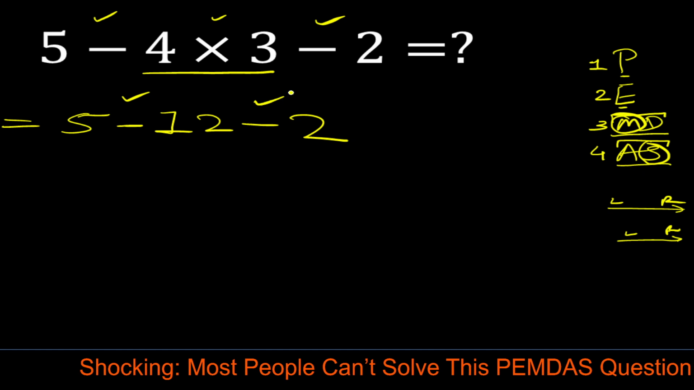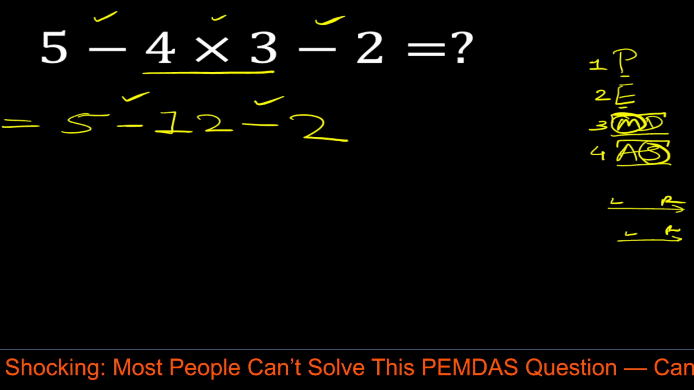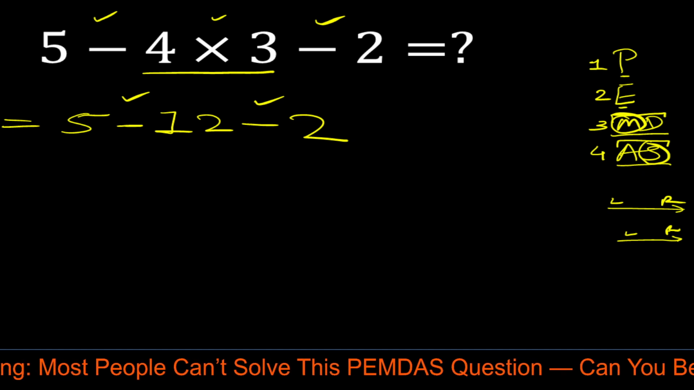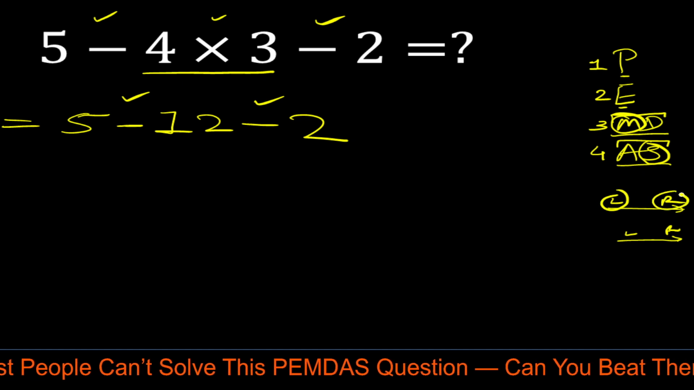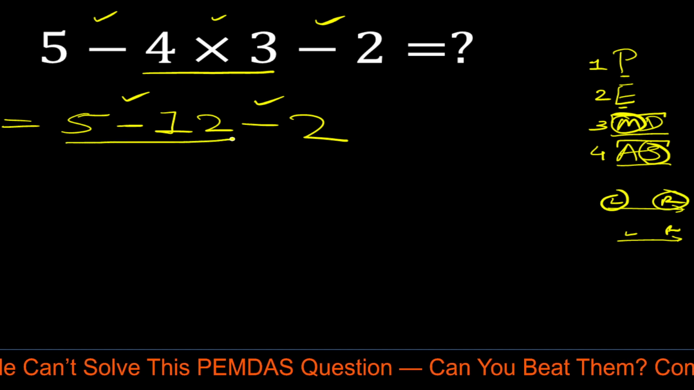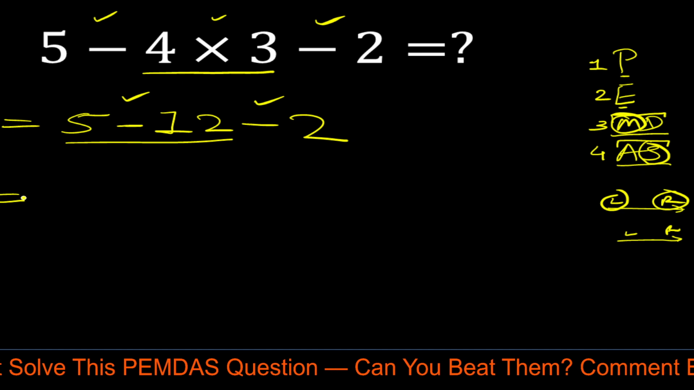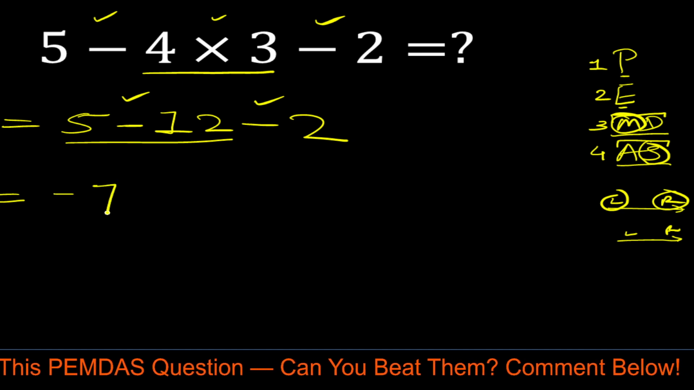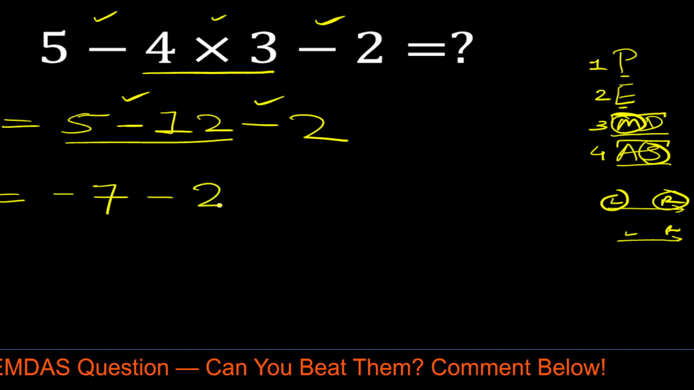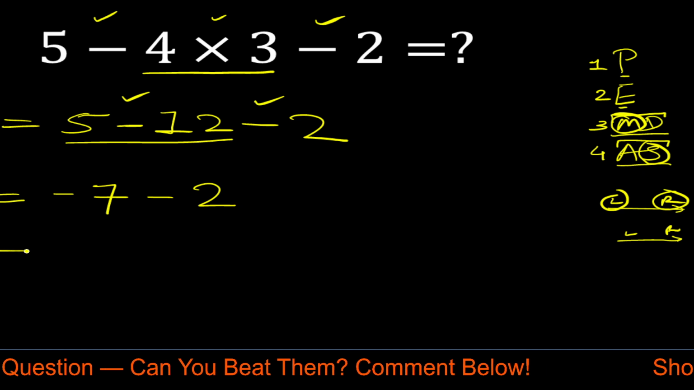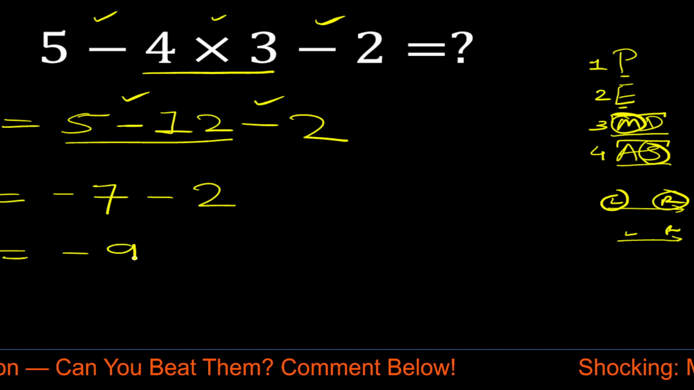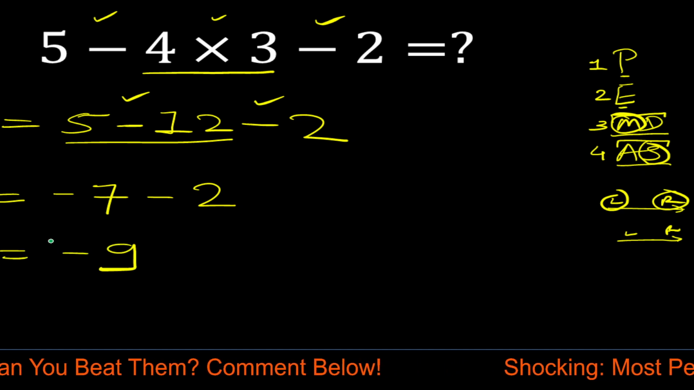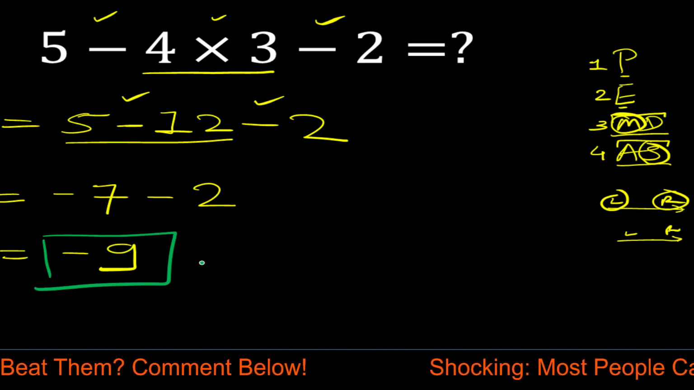Now here we have subtraction, here subtraction. And both have equal priority, so we have to solve it from left to right. So first we have to solve this subtraction, right? So 5 minus 12 is equal to minus 7 minus 2. So now minus 7 minus 2 is equal to minus 9, right? So the correct answer is minus 9, right?